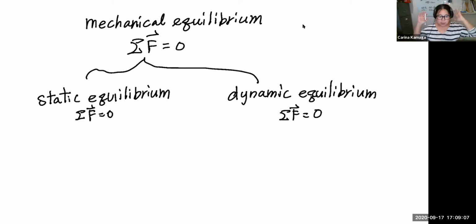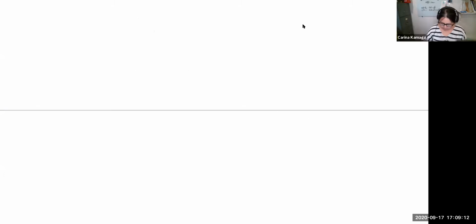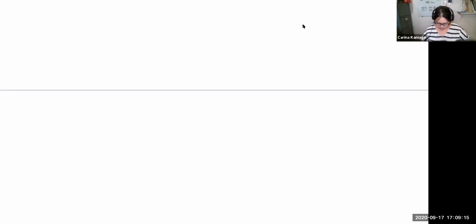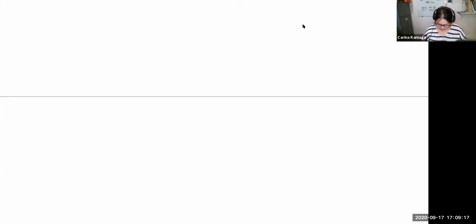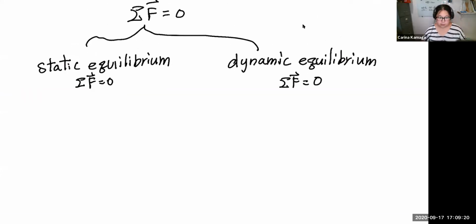Static equilibrium is net force equal to 0 and the object is at rest. Static equilibrium, here, sorry, is when the object is at rest. So it's like the case that a book is on top of the table. That's when we can say the book is in static equilibrium. I can also say here, there's a pen that's at rest on my hand.